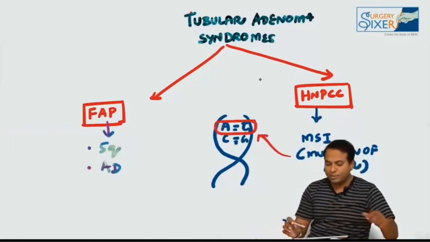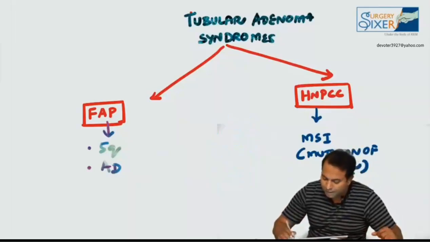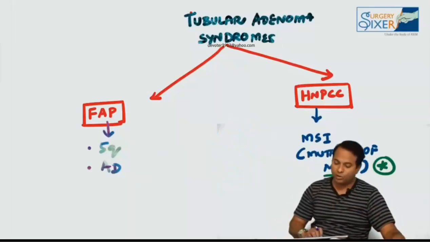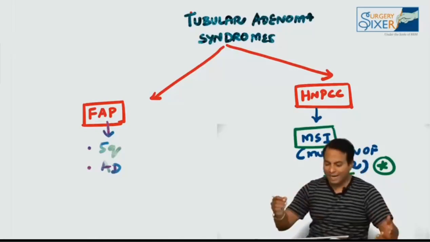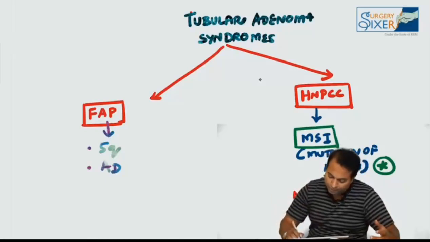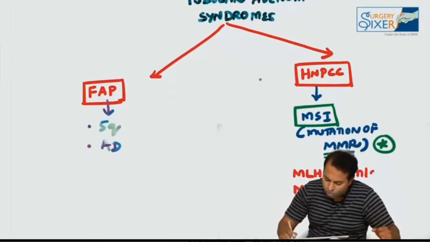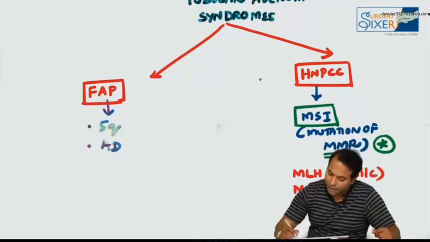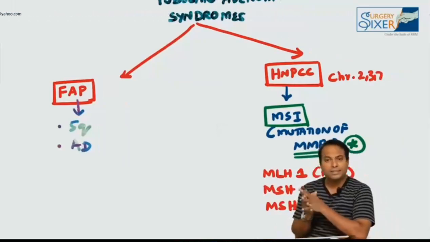So the repairing fellow is the mismatch repair gene. Please don't forget: when the gene that repairs is itself mutated, that is mismatch repair gene mutation, and it results in microsatellite instability, characterized by many cancers. It is associated with MLH1, MSH2 and MSH6 mutations. These are some of the mismatch repair genes. MLH1 is the most common mutation. MSH2 and MSH6 are the others, and they are located on chromosomes 2, 3 and 7.